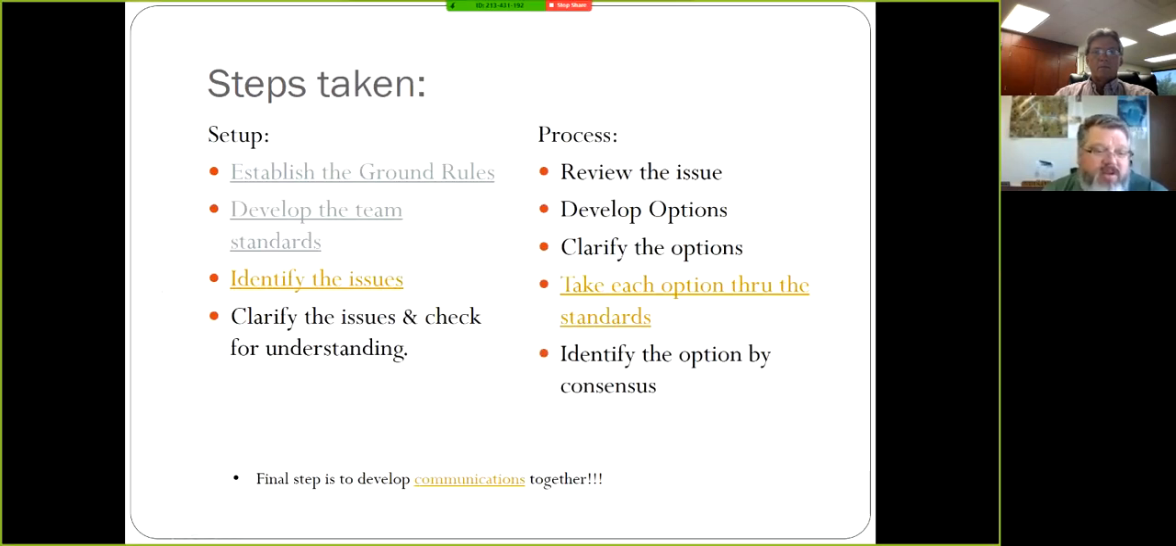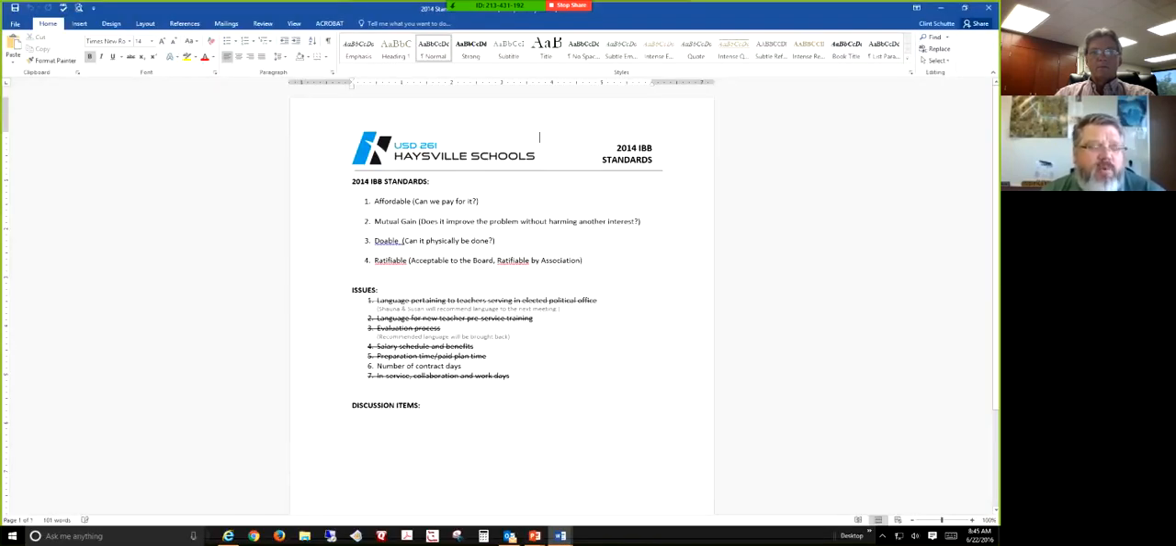The next thing we do is we develop standards. And standards are the ones you use to check your options against. So standards, for us, we came up with 4 of them. Affordable, mutual gain, doable, and ratifiable. And then we spent a tremendous amount of time going through scenarios. What does affordable mean if it's this scenario? What does mutual gain mean if it's this scenario? And ensuring everybody agreed, there was complete 100% consensus on the standards before they were finalized.